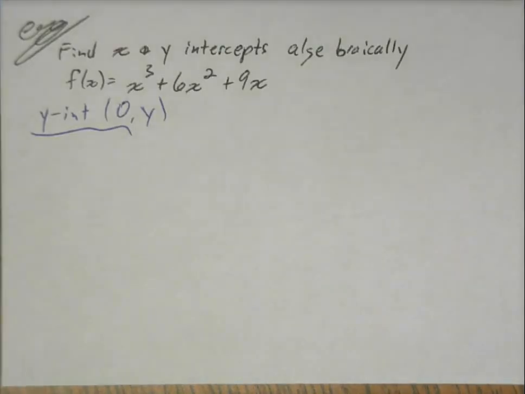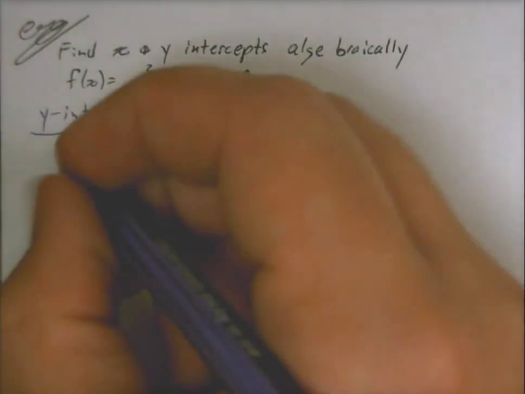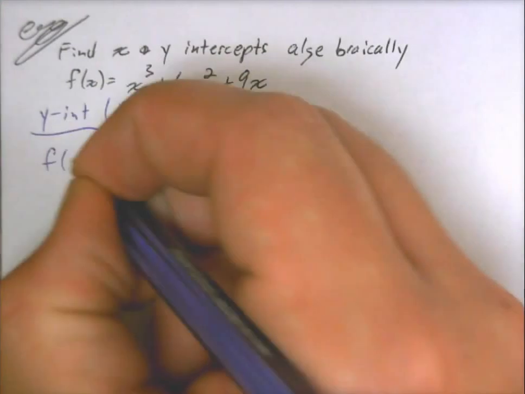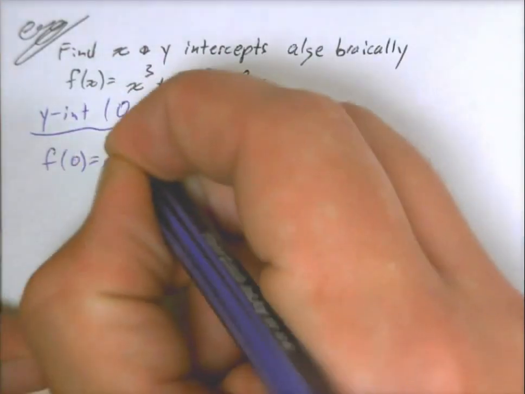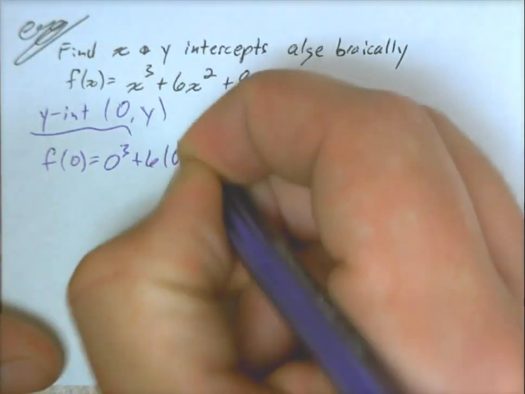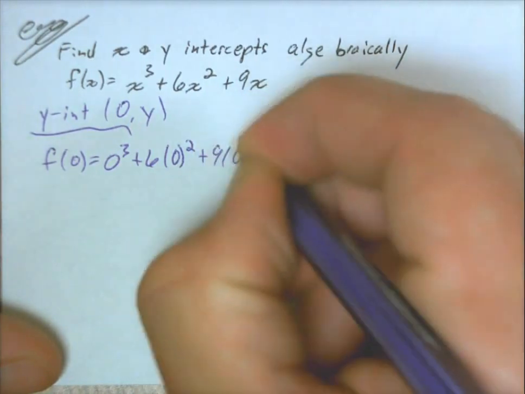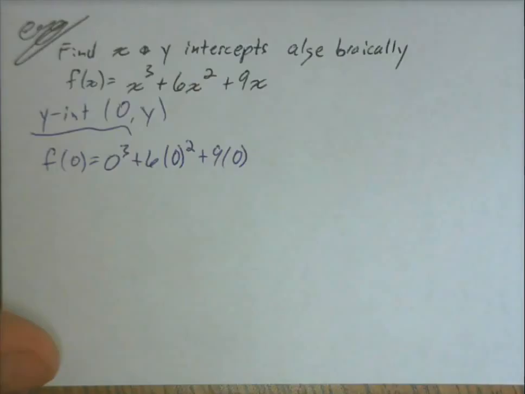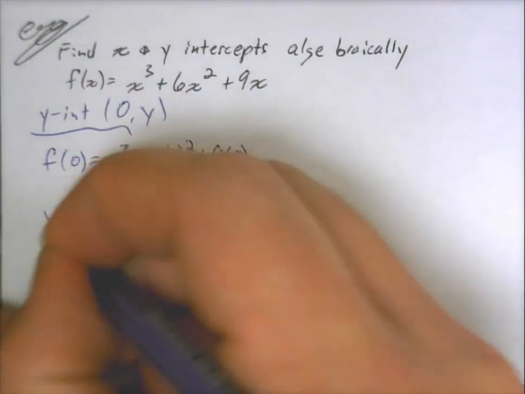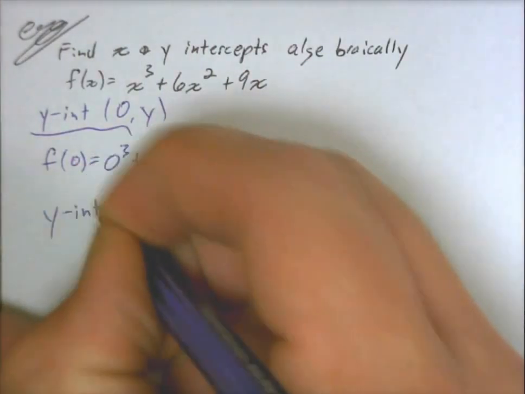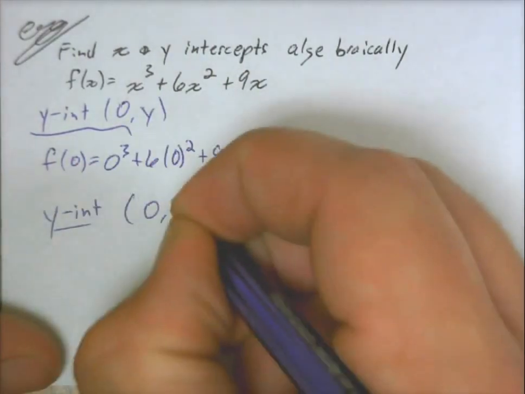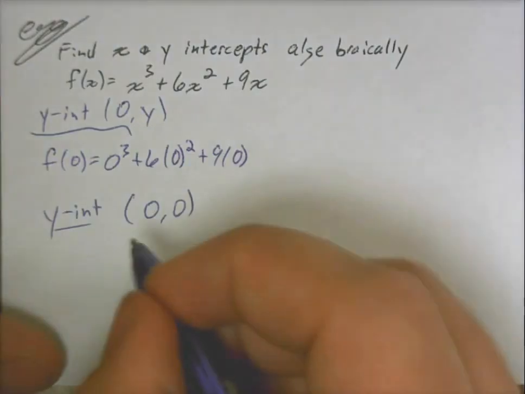So if I just plug in 0 for all my x values, then I have f of 0 is 0 cubed plus 6 times 0 squared plus 9 times 0. Well, that's just 0 added 3 times. So my y-intercept is going to be the point 0, 0, right?